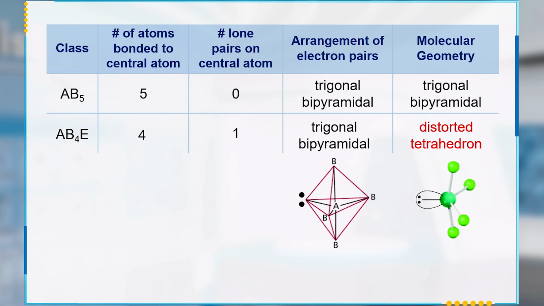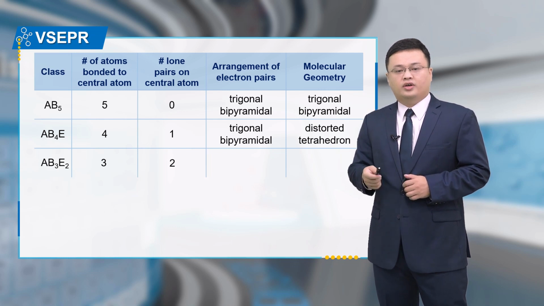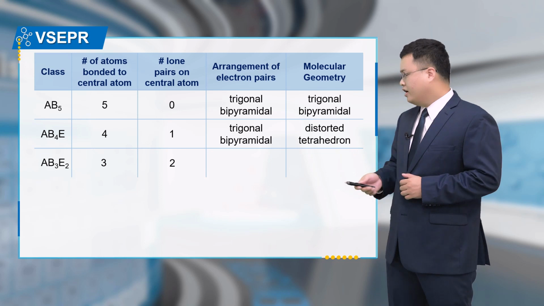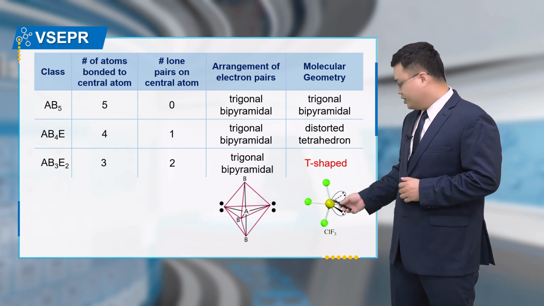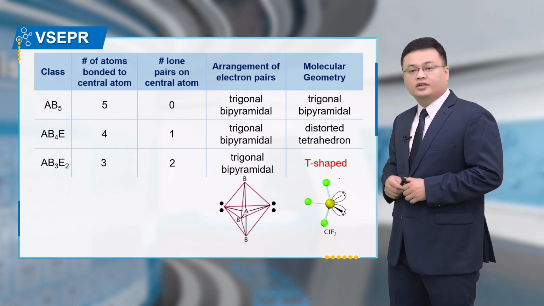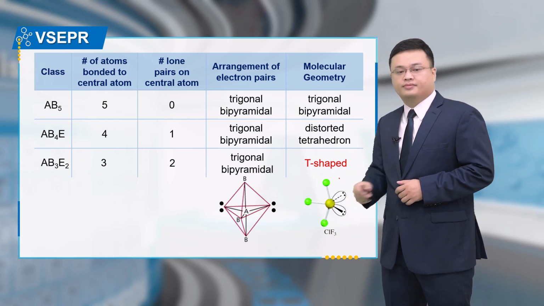The lone pair of electrons forces the four fluorides to move down from the plane and form a distorted tetrahedral geometry at the end. A second similar structure to AB5 is AB3E2, with two lone electron pairs. And chlorine trifluoride is an example of this type. Two lone pairs take two corners of the trigonal planar arrangement, so the geometry looks like a T-shape.